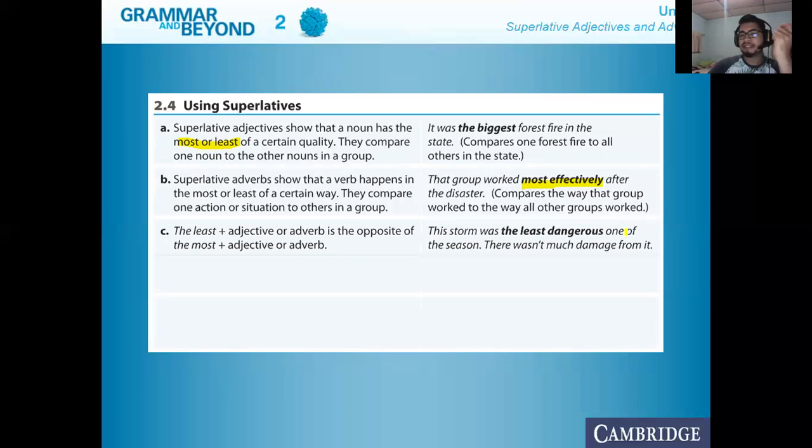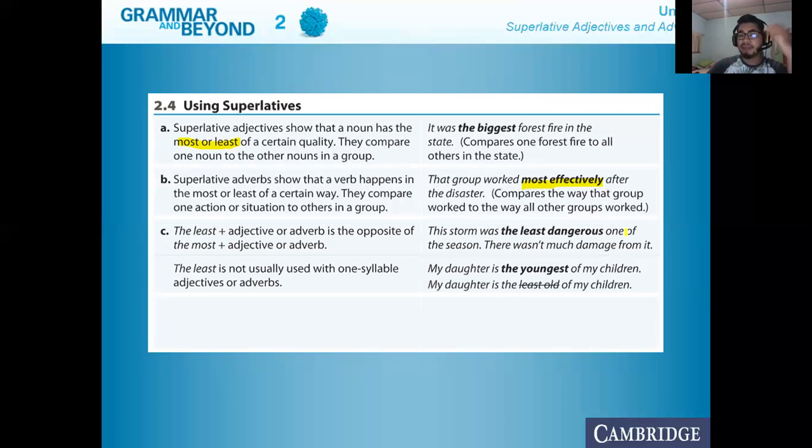The storm was the least dangerous one of the season. There wasn't much damage from it. So in this case, that means that there were other storms in the season, but this was the least dangerous. That means it didn't have a lot of danger at all. The least is not usually used with one syllable adjectives and adverbs.